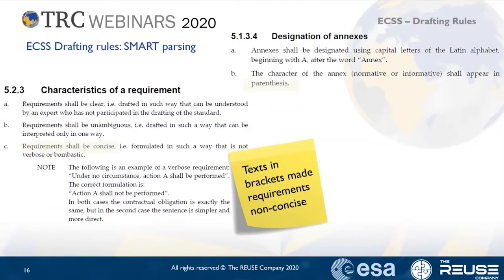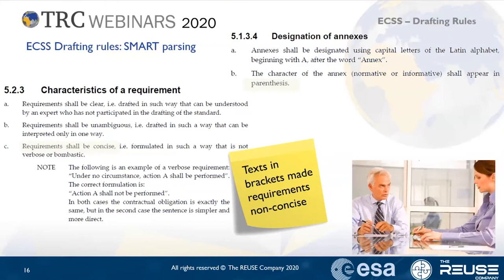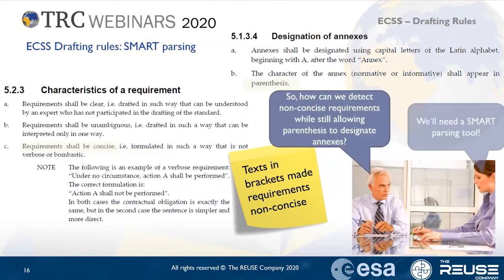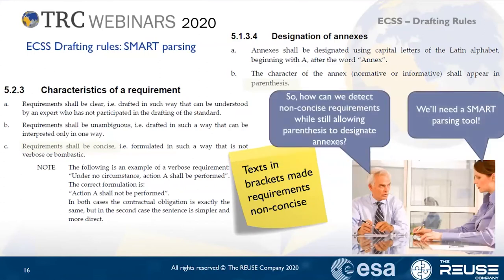is somehow forcing us to use parentheses just to refer to the different annexes in a reference, right? So one rule is telling us not to use parentheses. The other one is telling us to use parentheses. So the idea is that, as you can see here, the only way to deal with this kind of contradiction is by applying smart parsing tools. And this is what I'm going to show you today during the live demo, right? So this kind of smart parsing is fully needed, right?